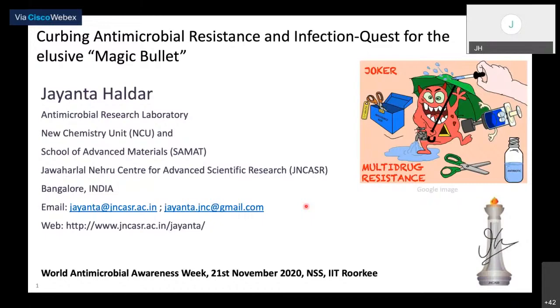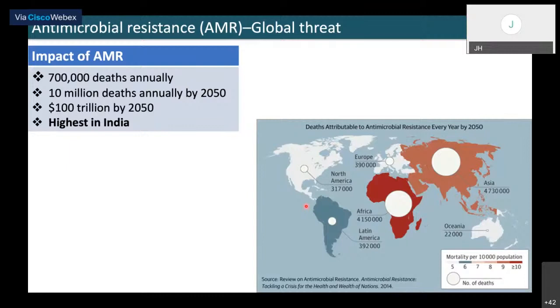Therefore, this resistance is now becoming a global problem. It's not a problem only for poor or developing countries, but also for developed countries like the US and in Europe and other places. At this moment, antimicrobial resistance is causing more than 700,000 deaths annually. It has been estimated that more than 10 million deaths will happen by 2050, and if it is not taken care of, it will cost a huge financial burden by 2050. And it's unfortunate that India has been identified as one of the places contributing majorly to antimicrobial resistance.